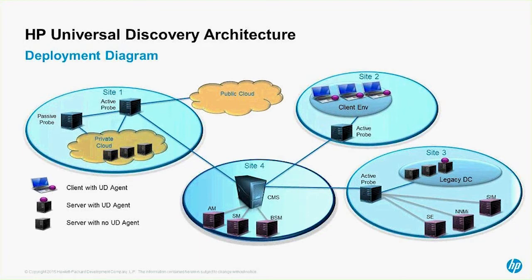In Site 1, we are doing both the private and the public cloud discoveries, and we are also using the packet probe to provide us the active user transactions on the service map, on the critical business services and applications. All those probes report back to Site 4, where you have the central configuration management database, and then that database is used further with some of your other IT processes, such as asset management, service management, and business service management.